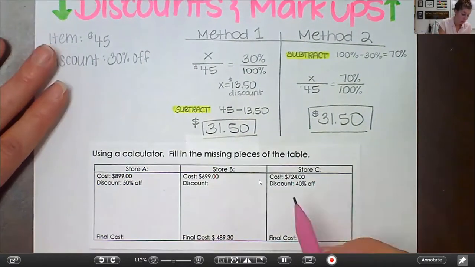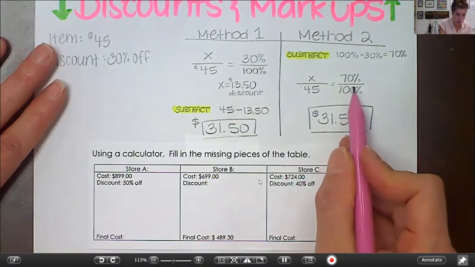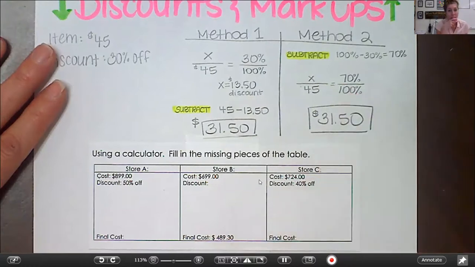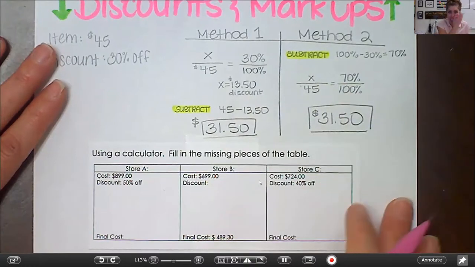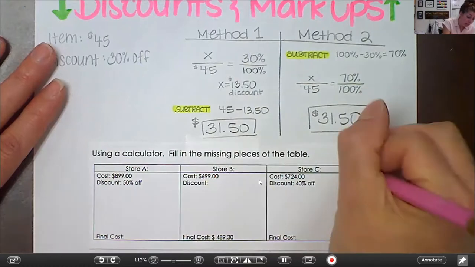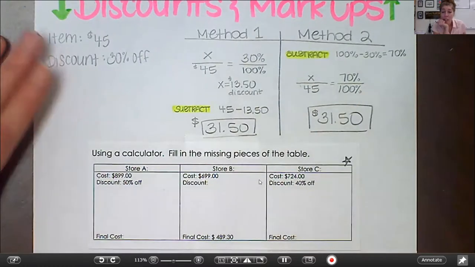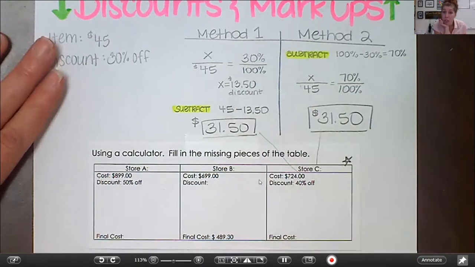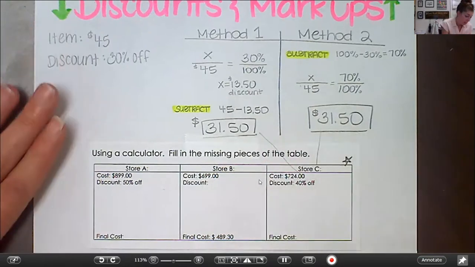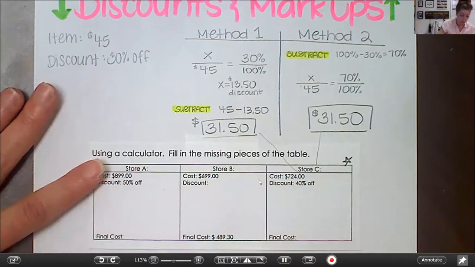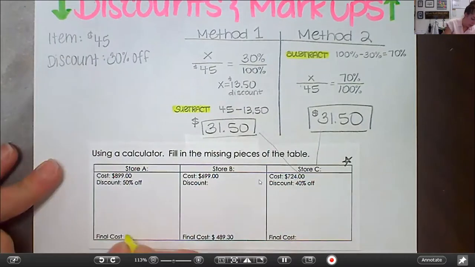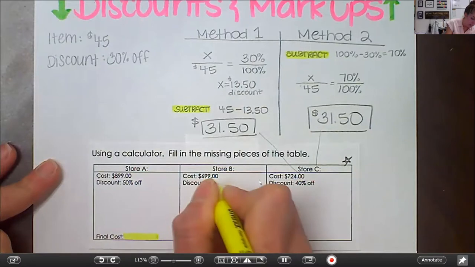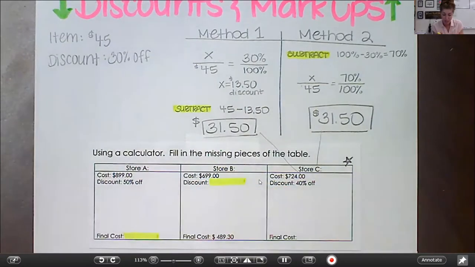Now here's where I would encourage you to try both methods. I'm gonna do the shortcut method. Actually, I'm kind of nervous. I'll do both for store C, or no, that's the one you guys can do. Okay. I want you guys to try store C and you can use either one of those strategies. Okay. I'll look at store A. So I'm going to find the final cost for the first example and find the discount for the next example.